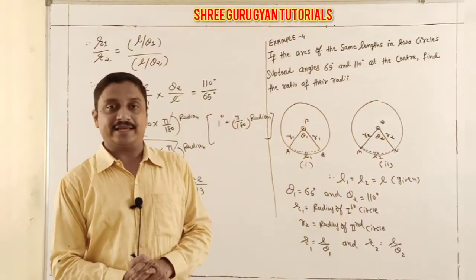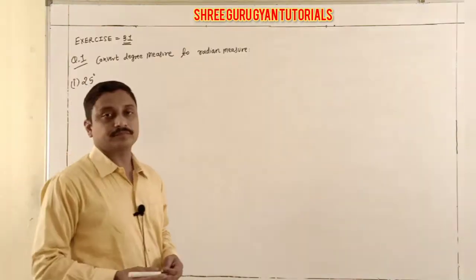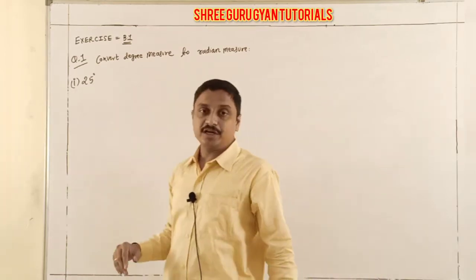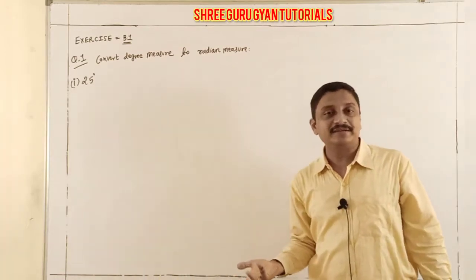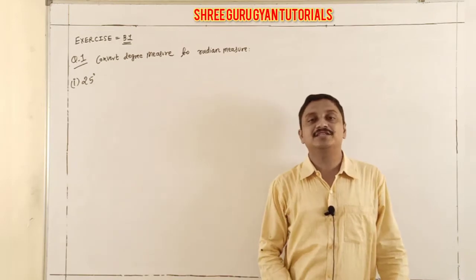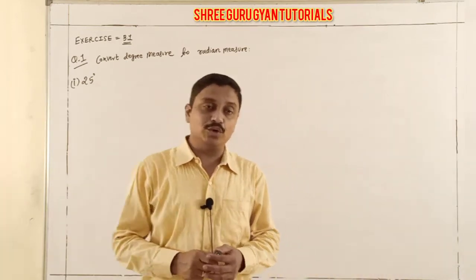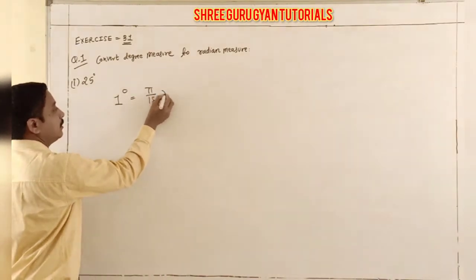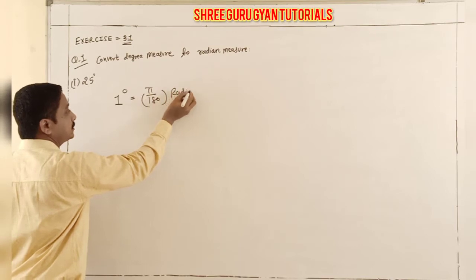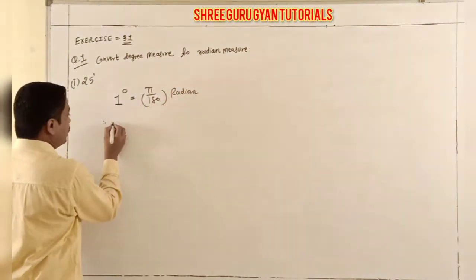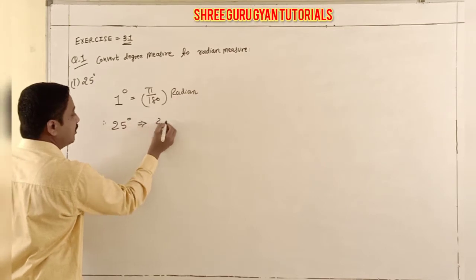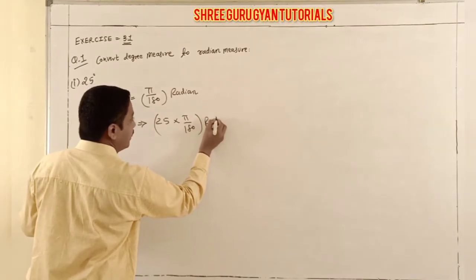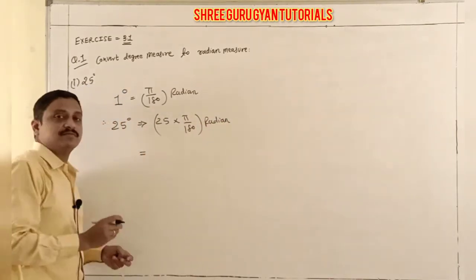Exercise 3.1, first question. Now, students, slowly I start our exercise's first question. Convert degree measure to radian measure. Our degree measure is given, and I want the radian measure. You know the formula: 1 degree is equal to pi by 180 radian. So 25 degree is equal to 25 degree into pi by 180 radian, and after some simplifications.